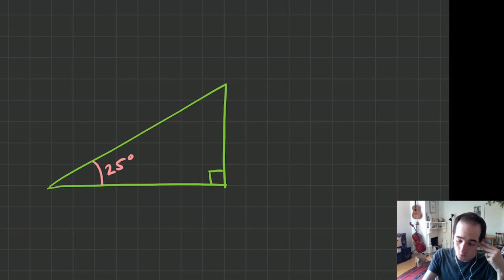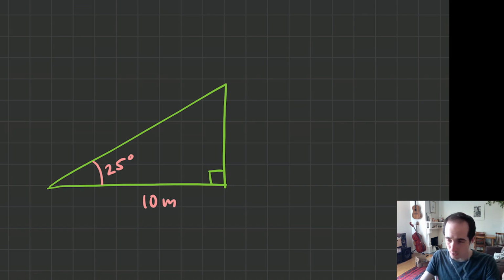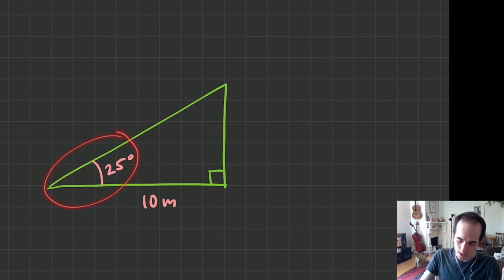But if you do know one side, let's say that this side is, say, 10 meters, well, that means now we can solve for the rest of the triangle. So the only thing that we needed to know was that this was a right angle, we needed to know that this was 25 degrees, and we needed to know that this was 10 meters.